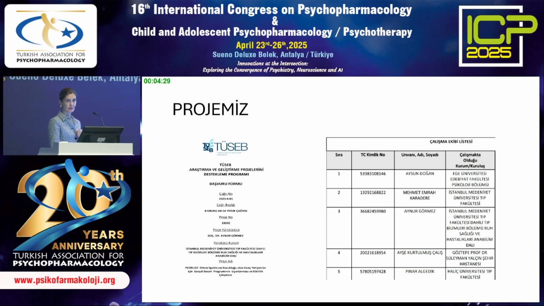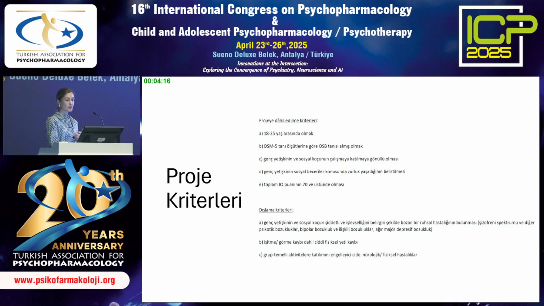And we actually did our application. Our project manager was Aynur Görmez. We also had PhD and master students. We have a very crowded team. In means of project criteria, being between 18 to 25 years old, having a DSM-5 autism spectrum disorder diagnosis.